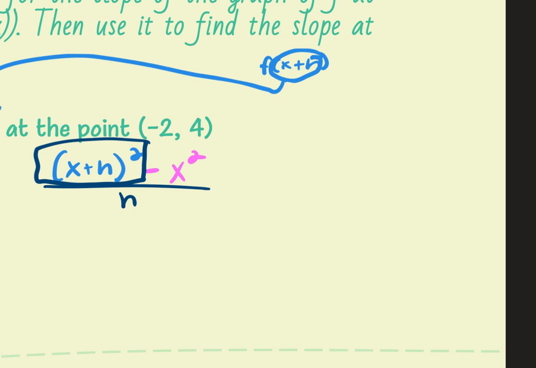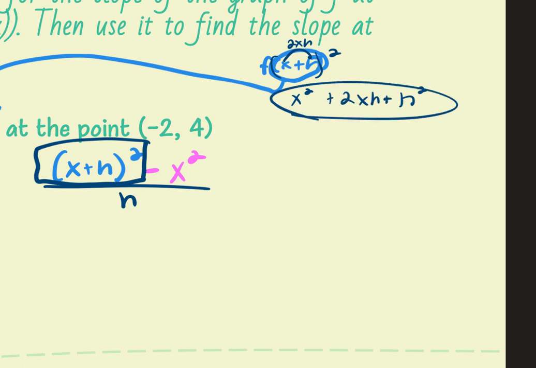So the shortcut for any function squared is you square the first term, you square the last term, and you double the product. So this would be x plus h squared. And again, we're going to use it a lot. So if you want to memorize it, we're going to replace x plus h squared with x squared plus 2xh plus h squared. Subtract from it the original f of x, which is x squared, and put it all over h.